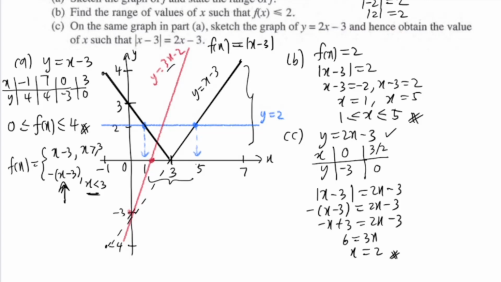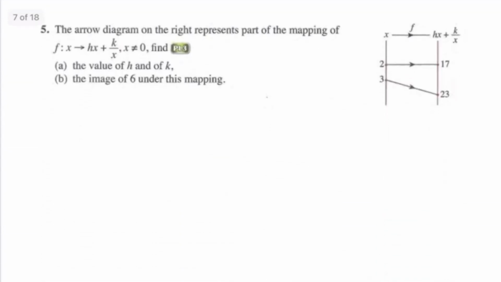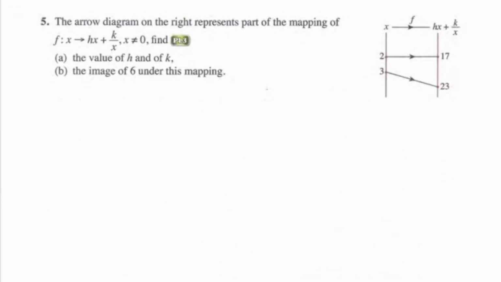And look at your graph here. I'm going to use a green pen. Can you see here, this point? It actually intersects at a point between 1 and 2. So the answer x equals 2 makes sense. Interesting question. All right, next question, number 5.